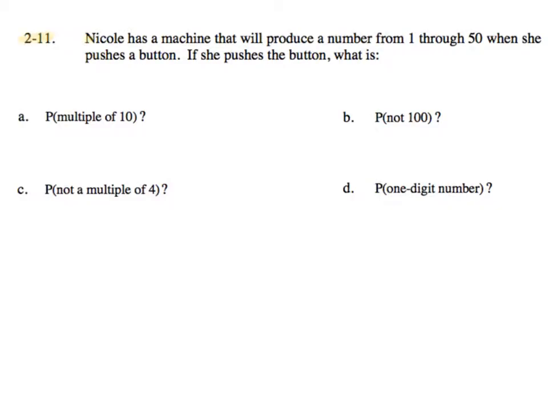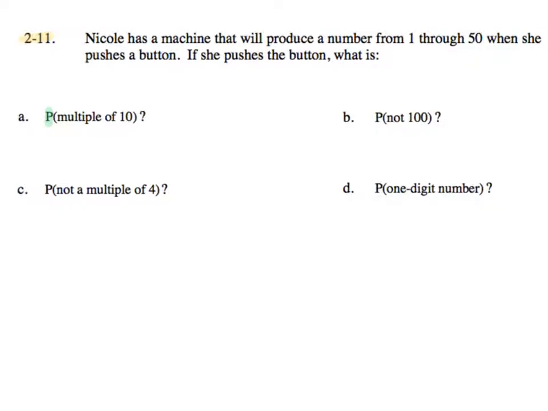2-11. Nicole has a machine that will produce a number from 1 through 50 when she pushes a button. If she pushes the button, what is A? P stands for probability, so probability of a multiple of 10. So we're being asked to find the probability of a multiple of 10 in example A.